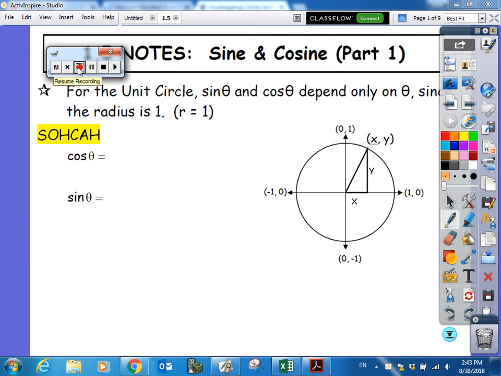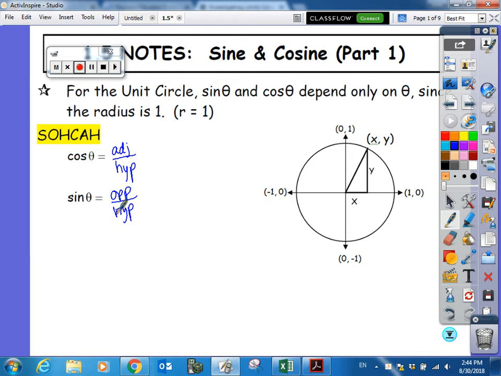We learned about SOHCAHTOA. So cosine of an angle is equal to the adjacent over hypotenuse, and sine of an angle is equal to opposite over hypotenuse. And sometimes, now that we learn the unit circle, we can use the unit circle to evaluate. We don't have to draw a triangle every single time. But that doesn't go away. Cosine is still adjacent over hypotenuse, sine is still opposite over hypotenuse.